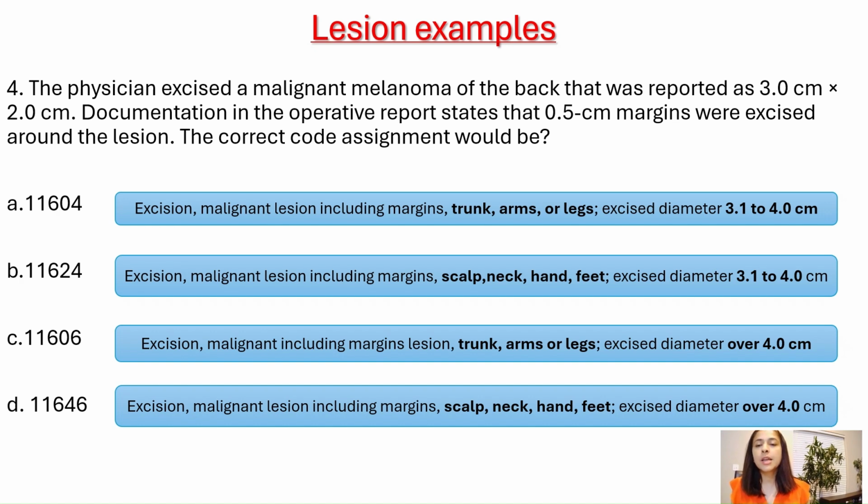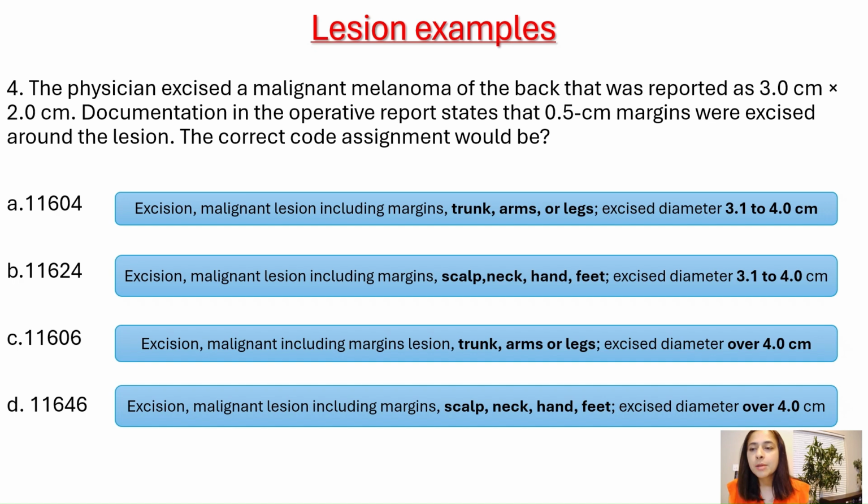So the first option A is talking about the trunk, arms, or legs, and our question is talking about the back, which is a trunk. And option B has scalp, neck, hand, and feet. We will ignore this option. Option C has trunk, which we need, and option D doesn't have trunk. So we will consider A and C for now. And according to the question, let's do the calculation now.